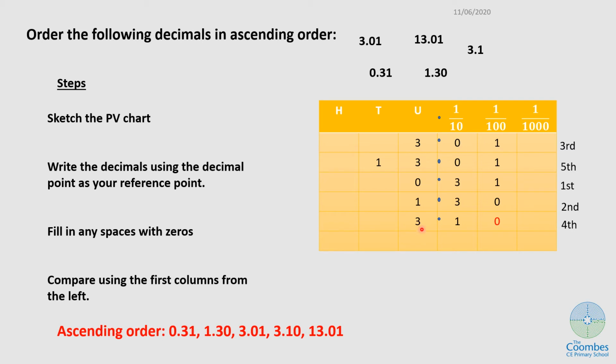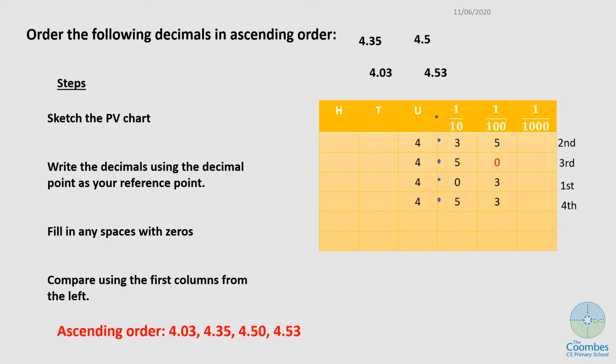Now, I cannot tell which is bigger from the units column. So I have to go to the tenths column. Now there is a 1 here and there is a 0 here. So obviously this is the next smallest. So that's the third one. And my fourth one, therefore, is this one. And the biggest one is that. So you can see how I've written them here. And I can then write them in ascending order: 0.31, 1.30, 3.01, 3.10, and 13.01.